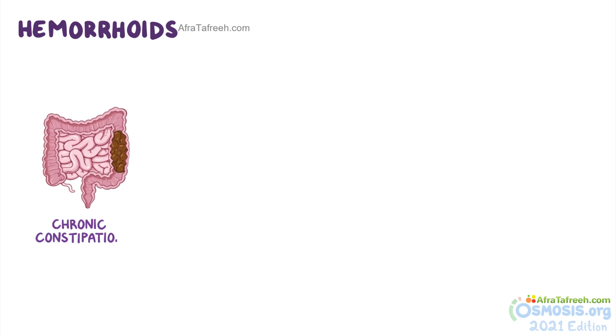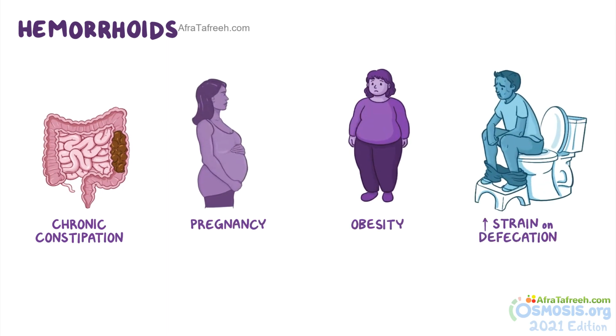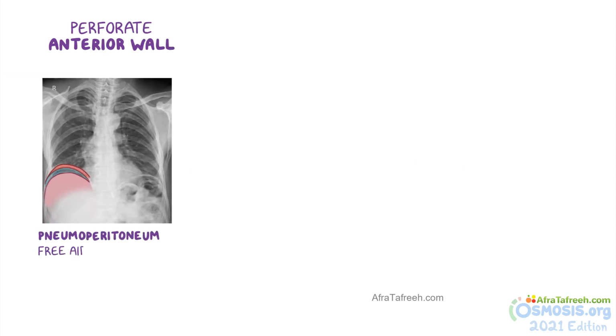Hemorrhoids are often the result of increased intra-abdominal pressure, and can result from chronic constipation, pregnancy, obesity, and increased straining on defecation. Alright, as a quick recap, when duodenal or gastric ulcers perforate the anterior wall, that can cause a pneumoperitoneum, which is associated with free air under the diaphragm on an X-ray.